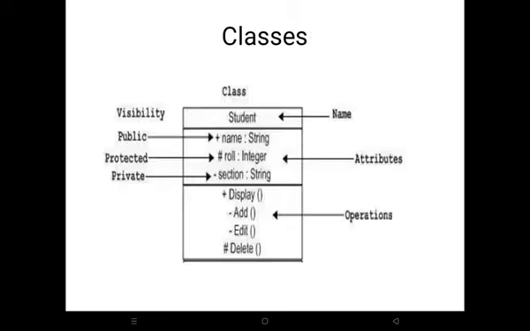See, this is the example. The class is represented as a rectangle box divided into three compartments. Here the first compartment, Student, is the name of the class. The second compartment, name, roll number and section, are the attributes of the class. The third compartment, display, add, edit, delete, are the operations of the class.